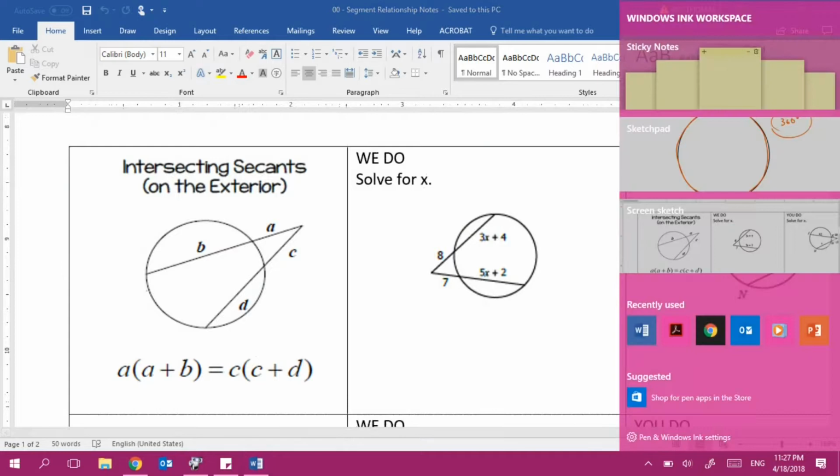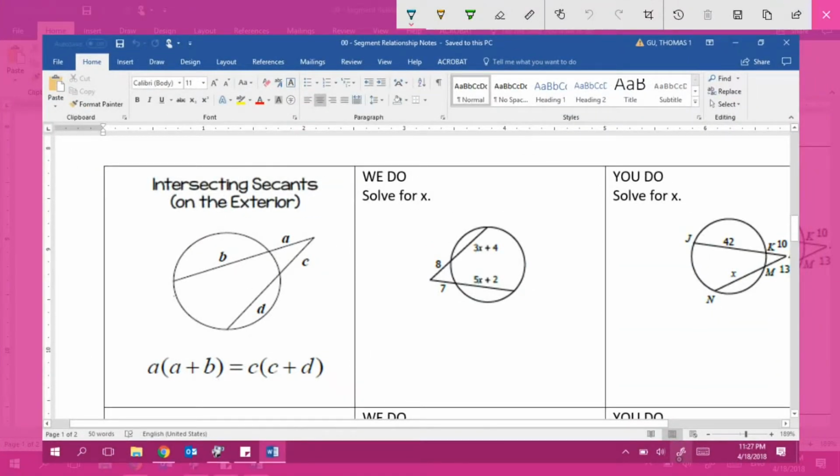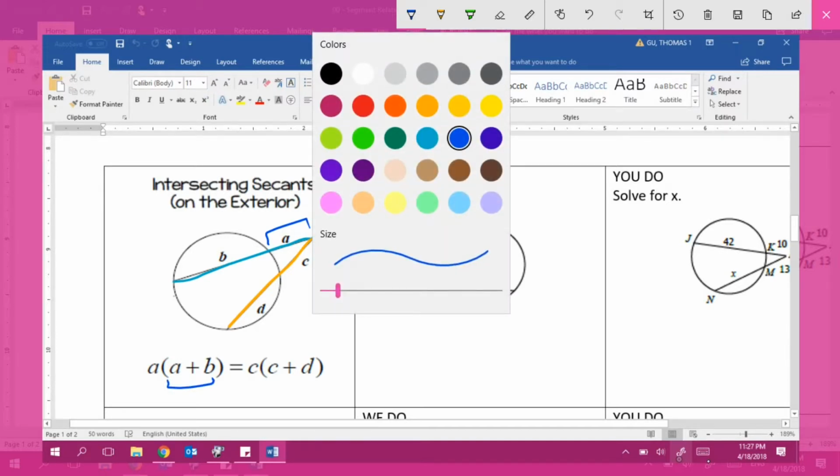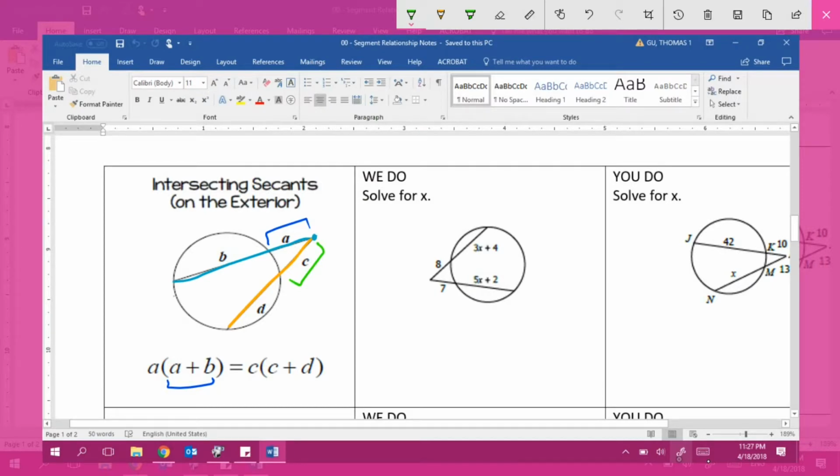Righty, here we go. Second to last. Intersecting secants on the exterior. So we have, check it out, from the same point on the outside, one secant right here. One secant right here. And then another secant right here. And now the rule from here is we're going to take A, so one of the segments right here, one of the lines, multiply that by A plus B, and then we're going to take that equals C, the segment right here, times C plus D. So when we look at an example, it will make more sense.